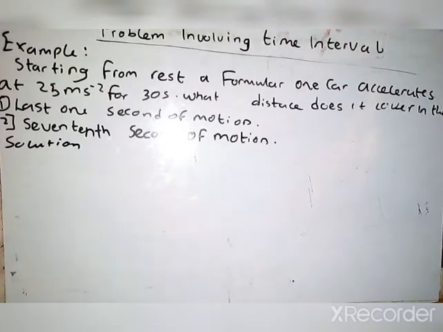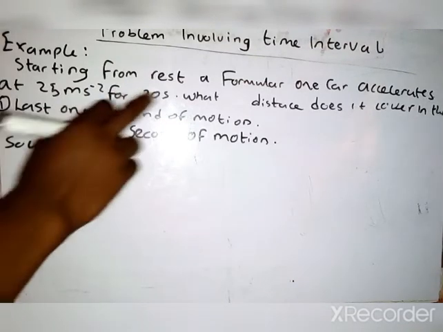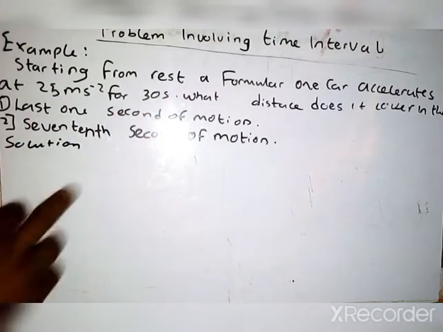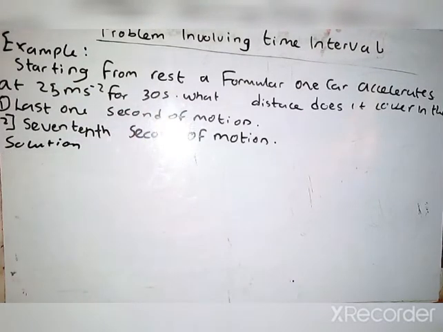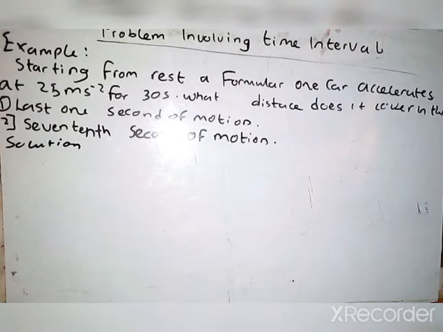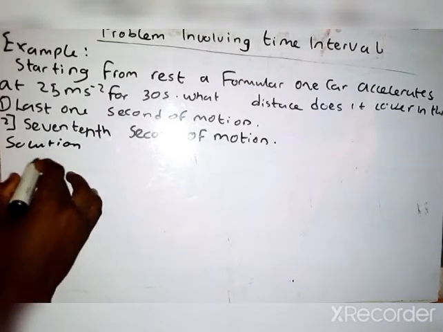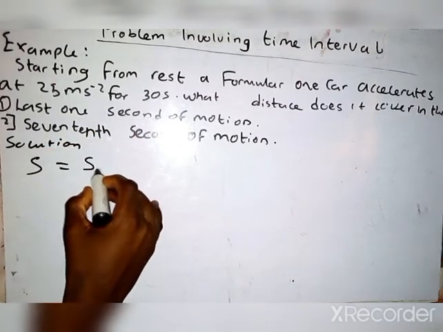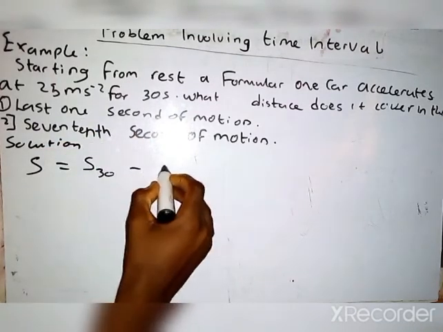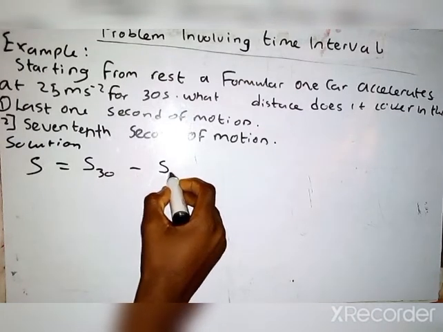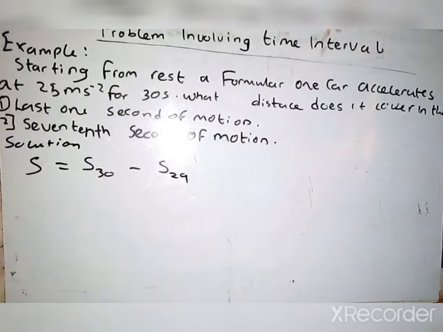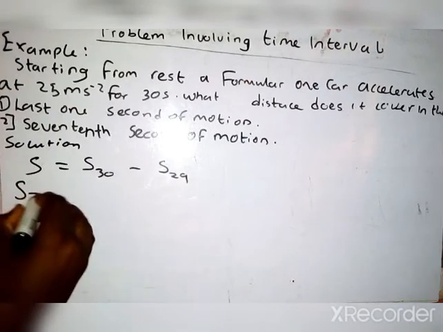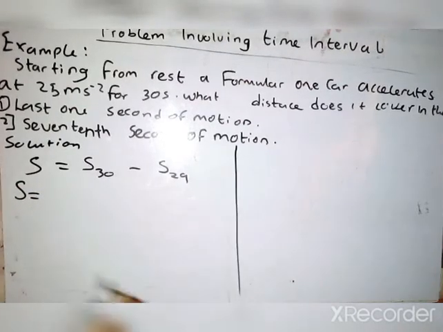So now we calculate the time taken for 30 seconds, and the distance covered for 30 seconds. We calculate also for 29 seconds, and we subtract. So that means the distance for the last 1 second will be equal to S30, the distance for 30 seconds, minus S29.